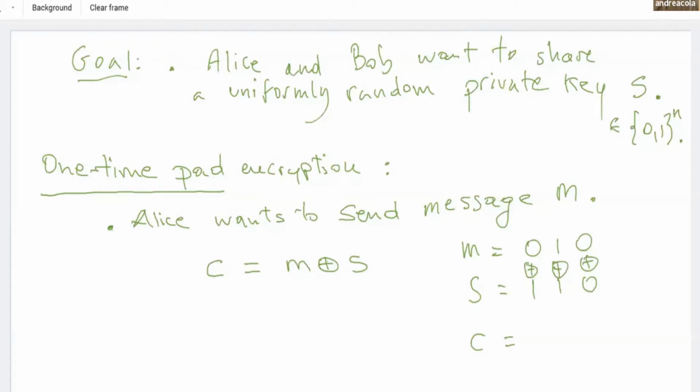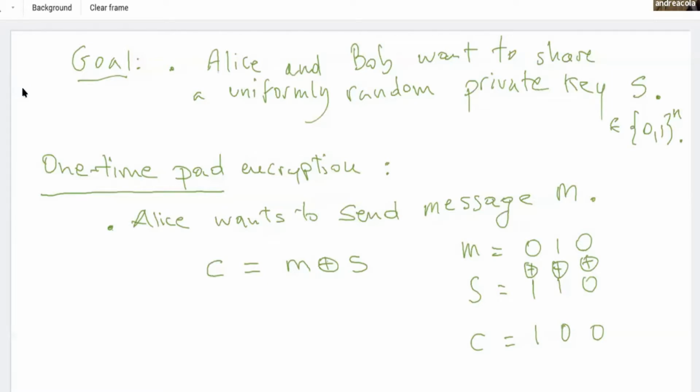Let me just write down what the ciphertext is. So this would be 1, 0, 0, and this is your ciphertext. This is the encrypted message that you send in the clear for everyone to see, right? The point is that only Bob will be able to decrypt this ciphertext and make sense of it. I'll say in a moment how this is done.